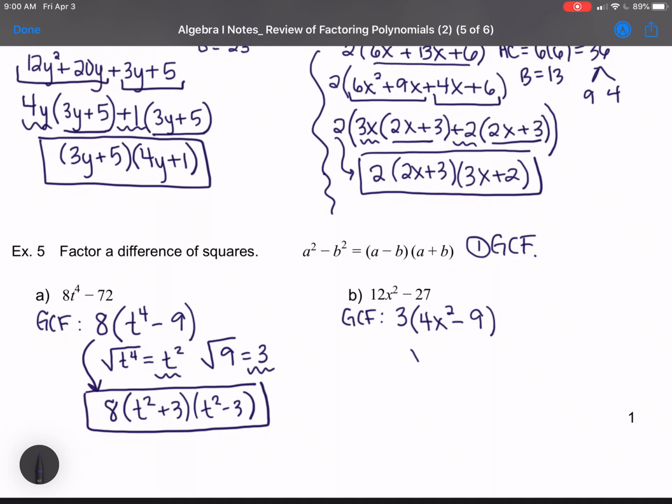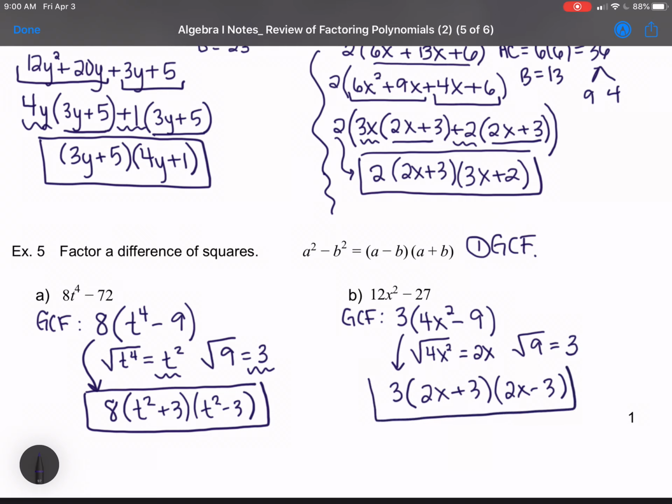And then check, can we take the square root of 4x squared? The square root of 4 is 2, and the square root of x squared is x. And then can we take the square root of 9? We get 3. So we can write our two binomials, 2x plus 3 and 2x minus 3. And then bring down your GCF. And remember, you can always check your answers by multiplying and seeing if you get back what you started with.